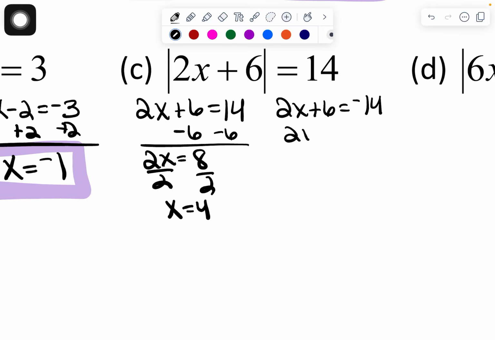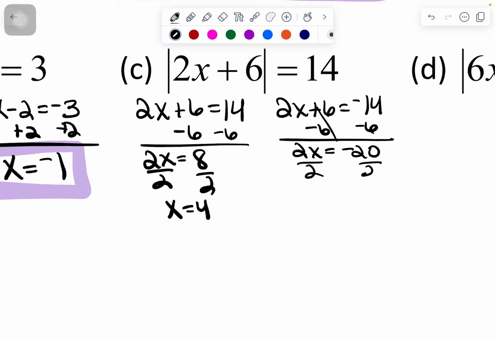Whoops. Helps if I actually write my step here. Let's go ahead and subtract 6 from both sides. So 2x equals -20. Divide by 2. And I get x equals -10. So 2 answers here, x equals 4, x equals -10. I'm going to do a quick little erase on the equal sign and separate it from the -10 there so you can read it a little better.